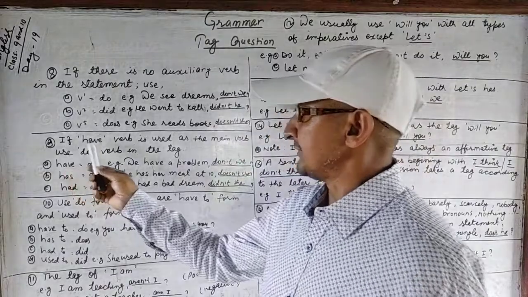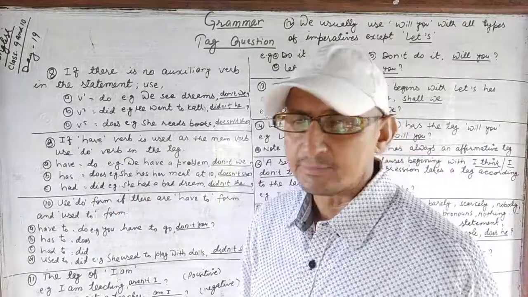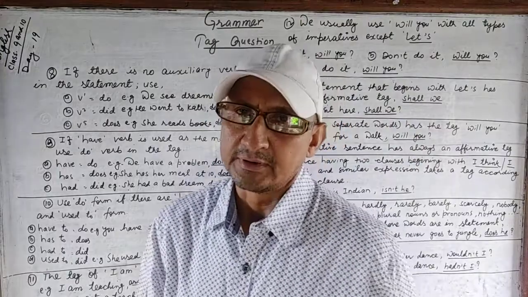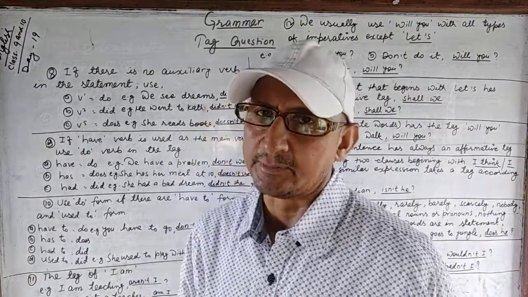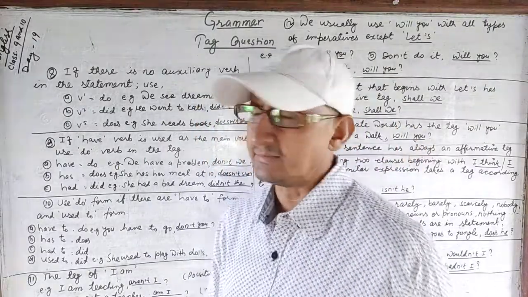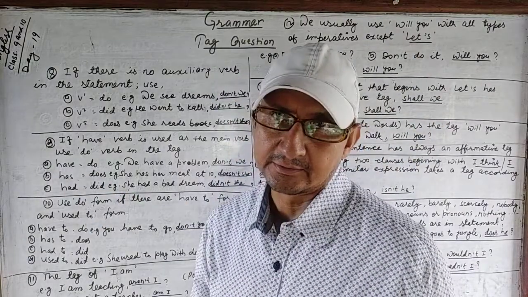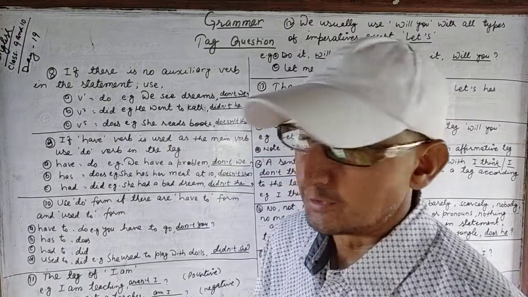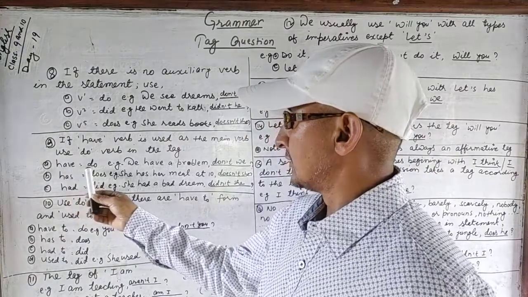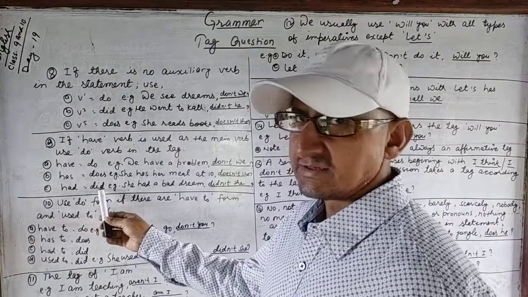The next rule is, if the have verb is used as the main verb, we use the do verb in the tag. Generally, have is an auxiliary verb. Sometimes the have verb is used as a main verb in the sentence. In such a condition, we use the do verb to make the tag. If there is have in the statement, we use do. If there is has, we use does. If there is had, we use did.